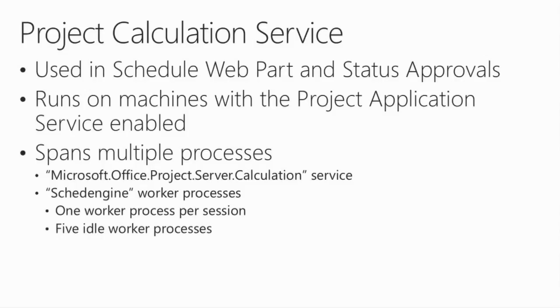In other words, if you have one person that is busy scheduling their project, another person who has just clicked on status approvals and has submitted a status approval and is waiting for that to go through the system, then somewhere in the farm you have those 2 sessions, plus you have however many idle workers in addition.